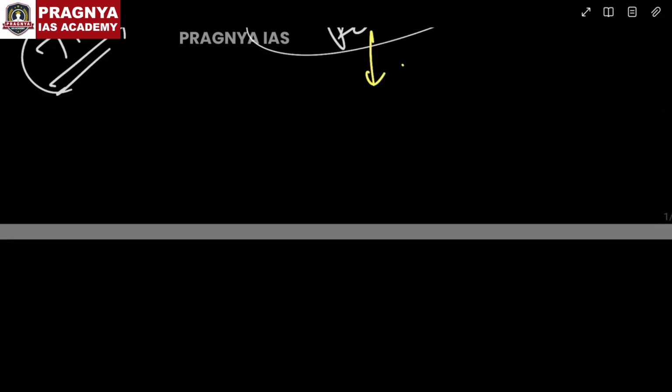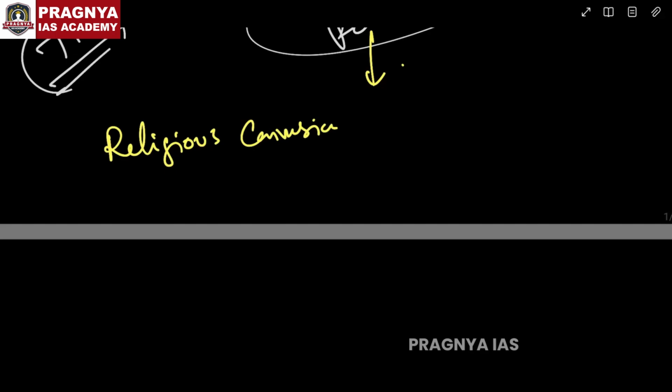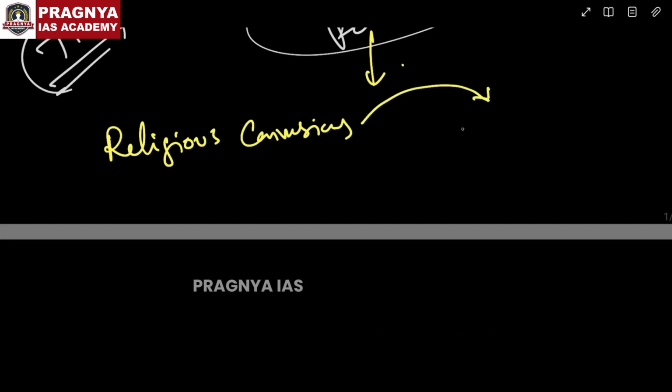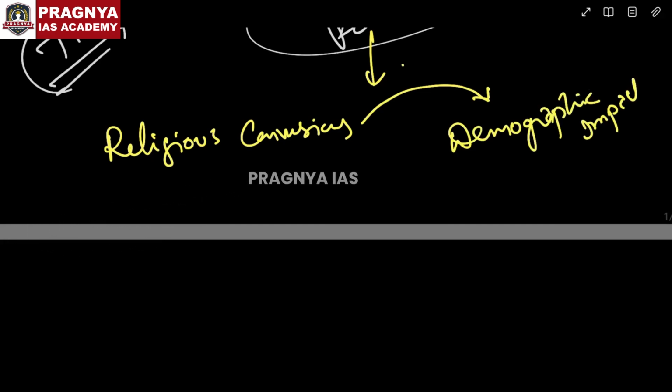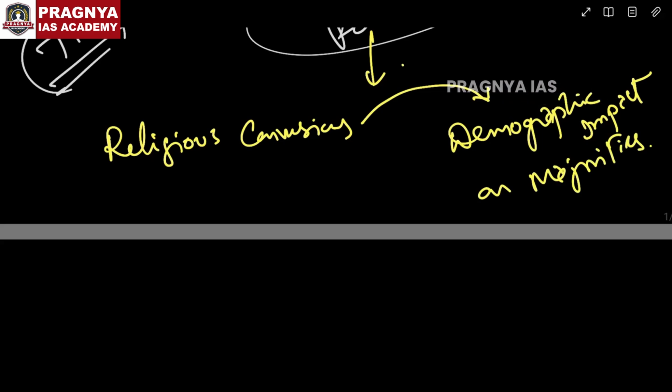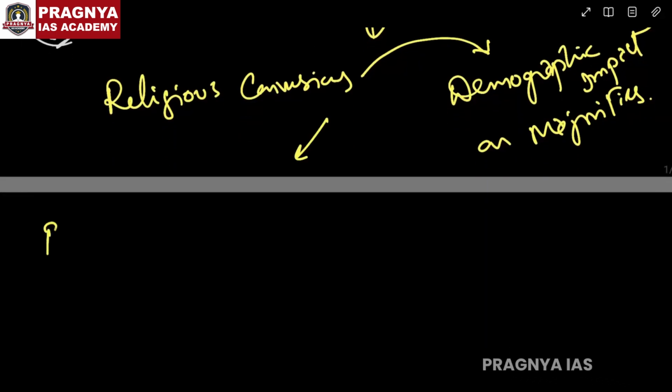The Allahabad High Court addressed the issue of religious conversions in India, highlighting the potential demographic impact on the majority population. So religious conversions tend to have a demographic impact on majorities. This is the statement used by the Allahabad High Court. These remarks were made while rejecting the bail application of an individual booked under the Uttar Pradesh Prohibition of Unlawful Conversion of Religion Act 2021. So, what is the backdrop of this?